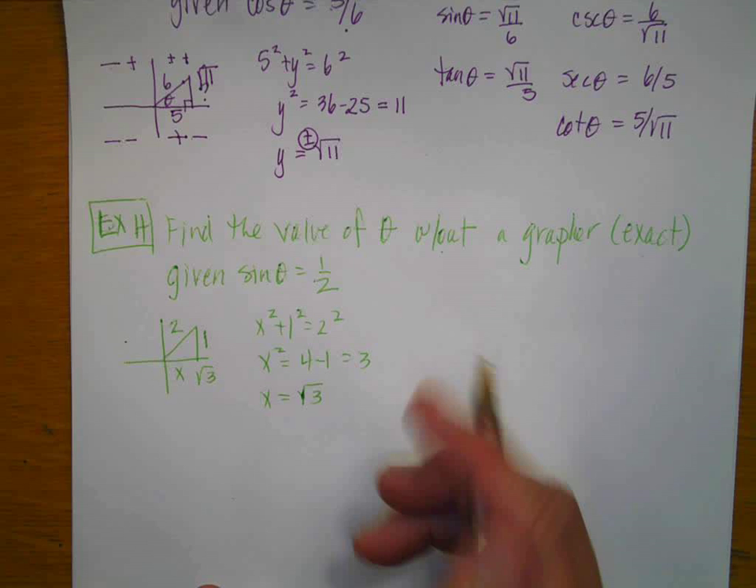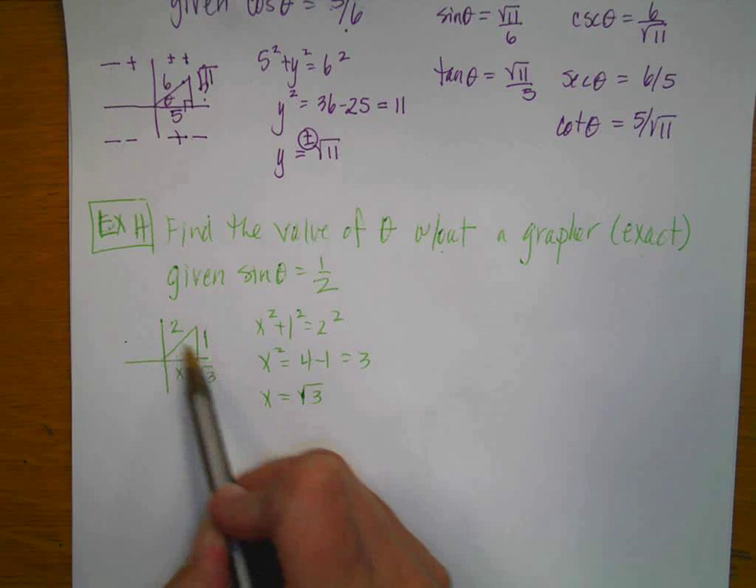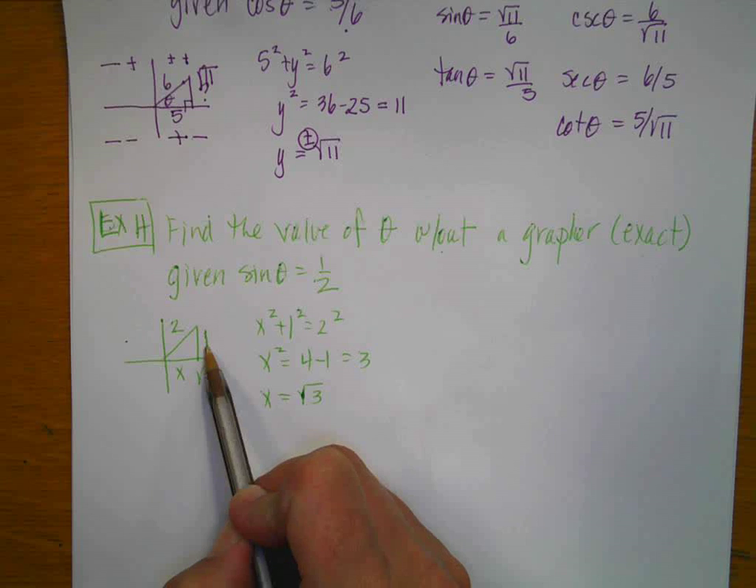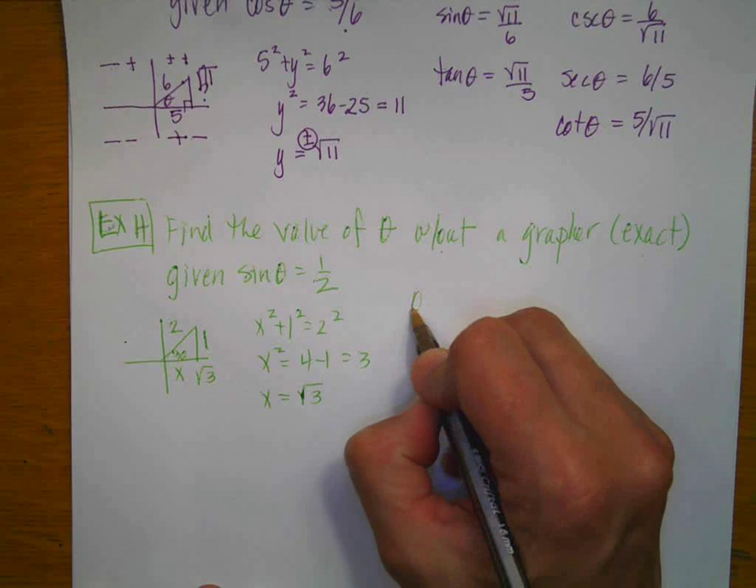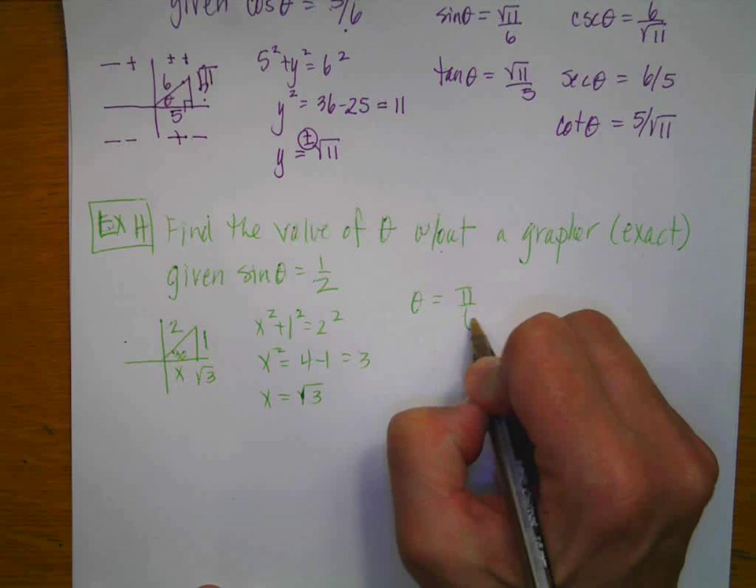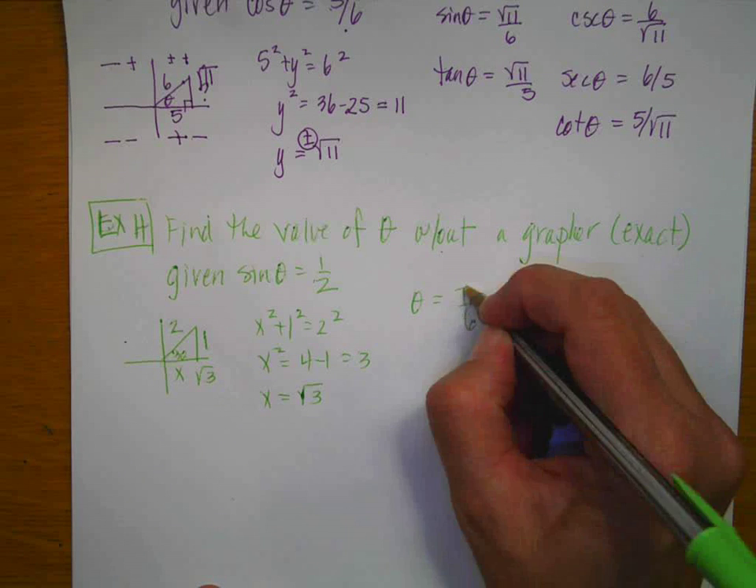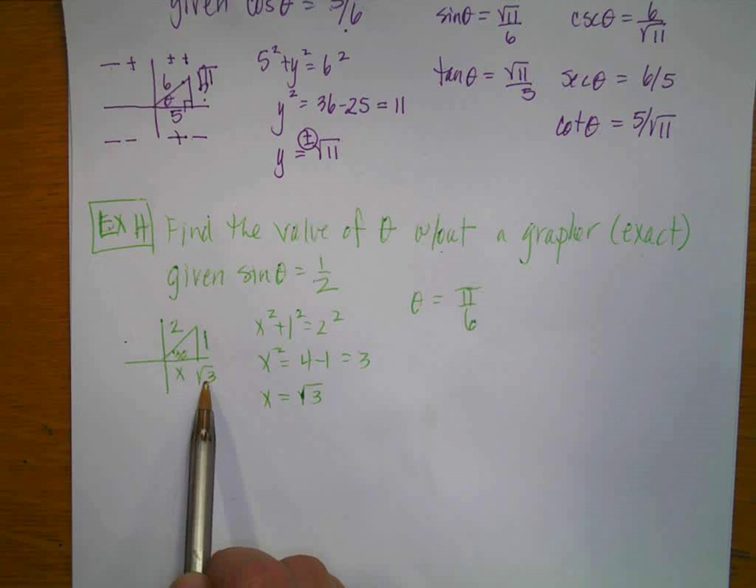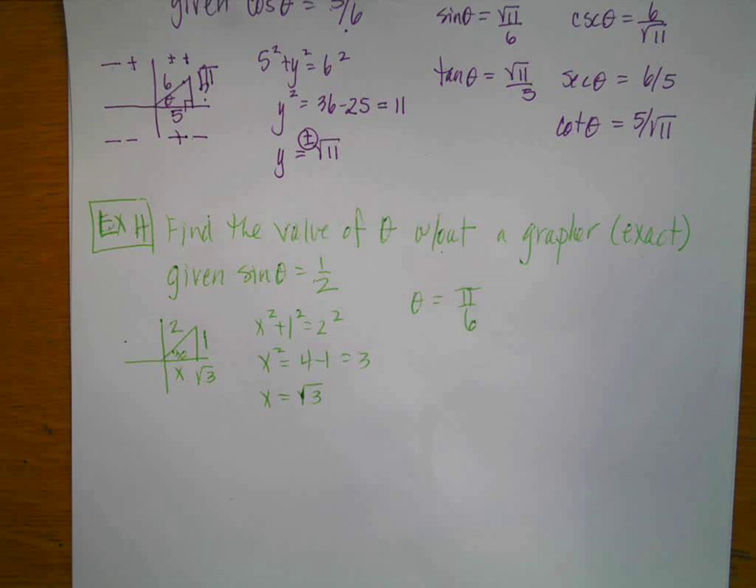So then it says find the exact value of theta. Alrighty, well, I actually didn't need to do all that work, but opposite the 1 is a 30, and so we write in radians because radians is the default. So theta is pi over 6. I didn't need to find x because I could have done it from here. I just did it for posterity.